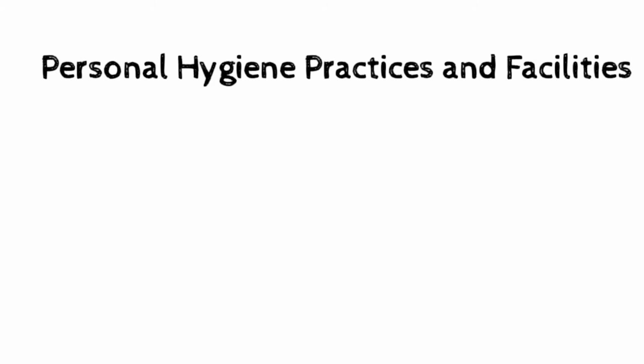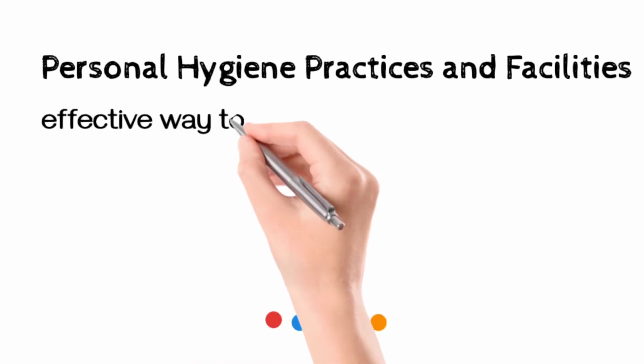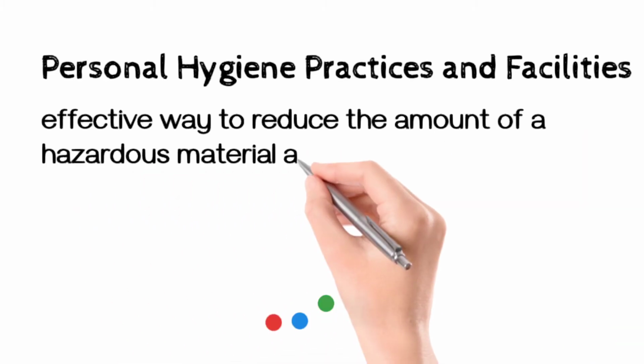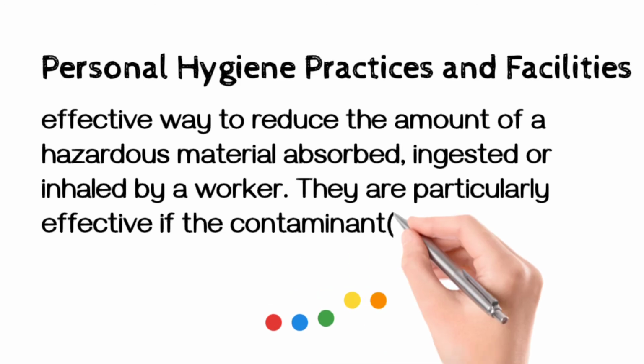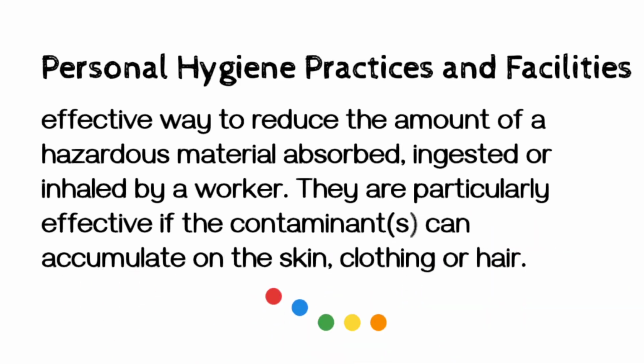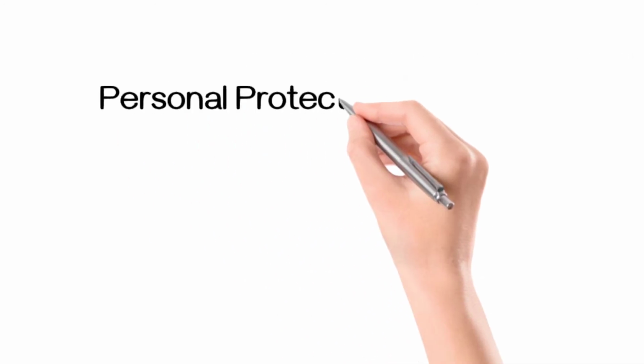Personal hygiene practices and facilities. Personal hygiene practices are another effective way to reduce the amount of hazardous material absorbed, ingested, or inhaled by the worker. They are particularly effective where contaminants can accumulate on the skin, clothing, or hair.